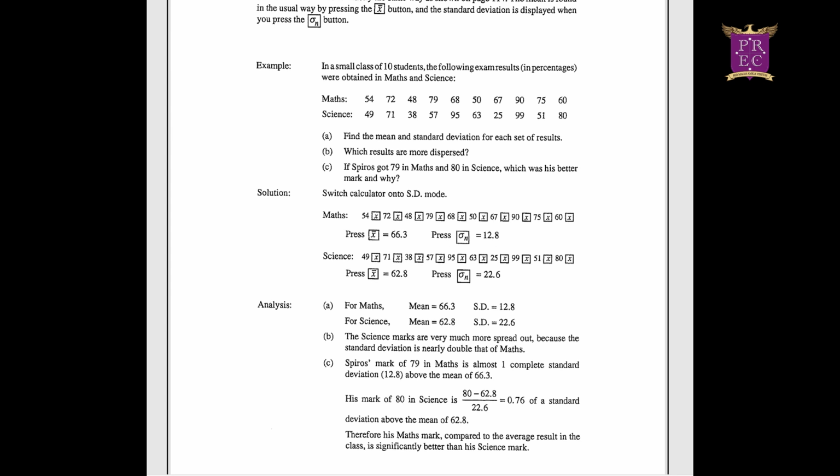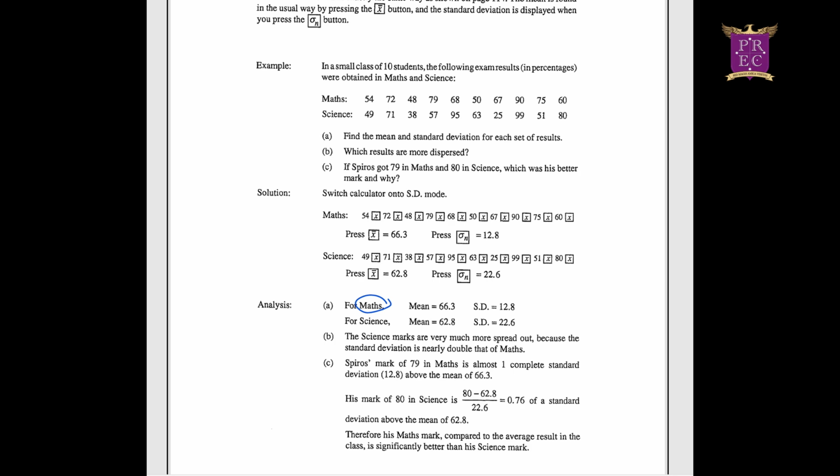If we have a look at these two ones, we can't really tell by just looking at it who's more consistent. And both the scores have a similar mean. For maths it's 66.3, and for science it's 62.8. But for science, the standard deviation is much higher. And that's why he's performed much better in maths than science.